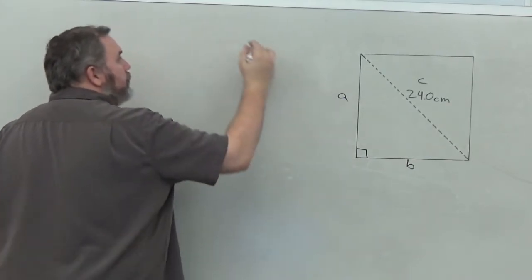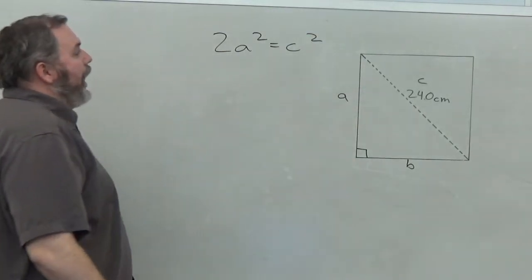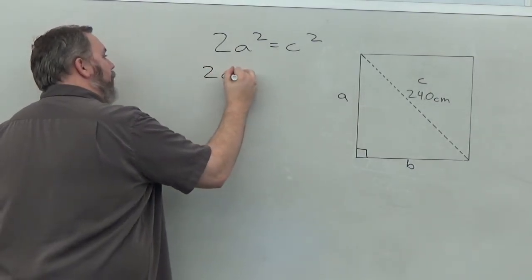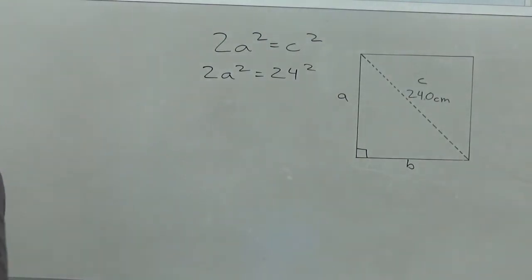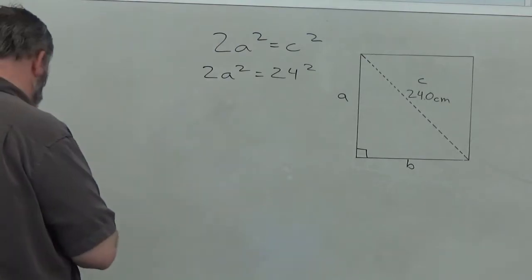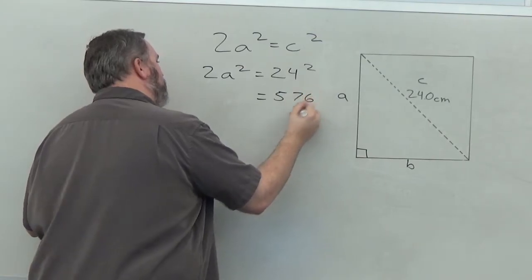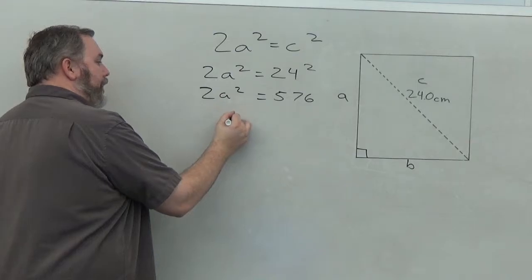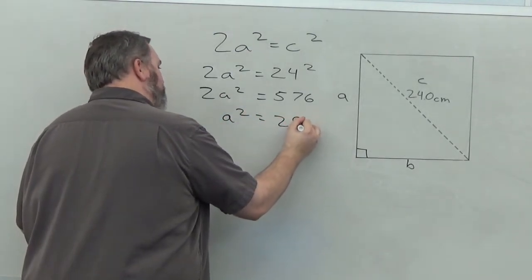So we said 2A squared equals C squared. Well, I need to find out what A is, so I'm going to plug in 24. 2A squared is equal to 24 squared. Well, when I do this, I'm going to find out that 24 squared is equal to 576. So 2A squared is equal to 576. I'm going to divide by 2 on both sides, and we get 288.